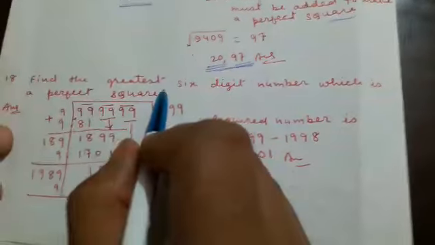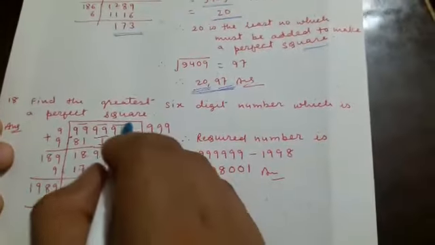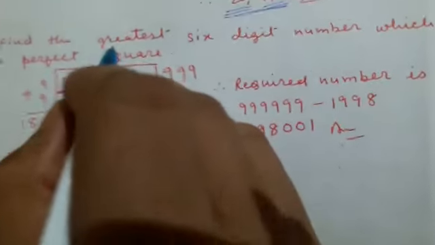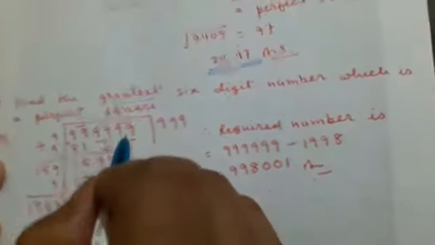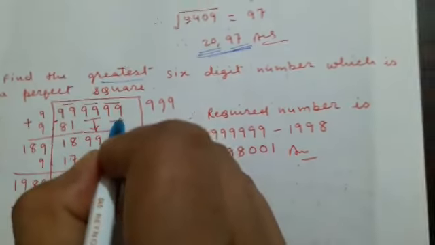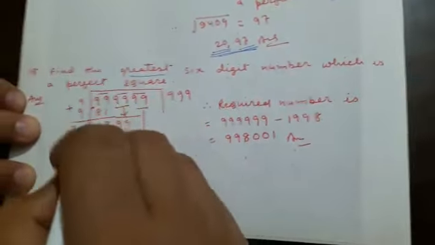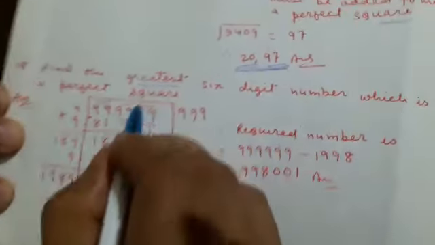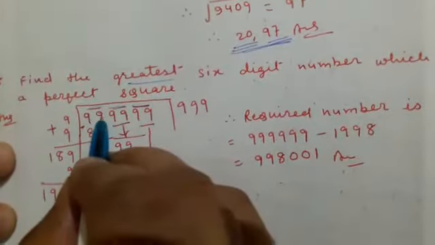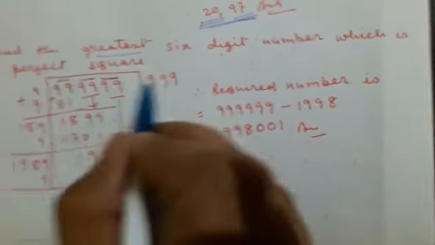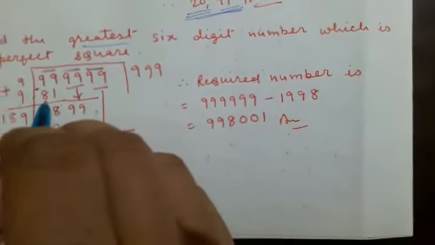Next question: find the greatest 6-digit number which is a perfect square. 6-digit means 6 times, and it is written greatest, so 6 times we have to write 9, 999999, and then we will make pairs. Let us find the square root by the long division method. We'll make pairs like this, and here we get 99. By which number will we multiply? 9 nines are 81. Here we will write 9, and here 81.